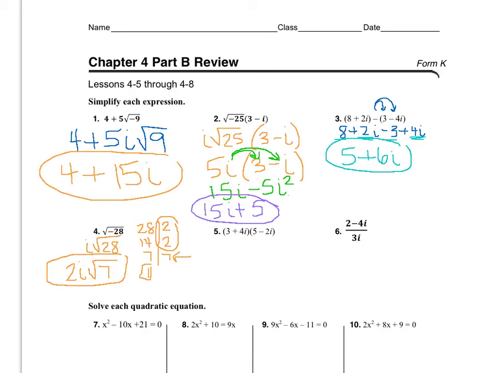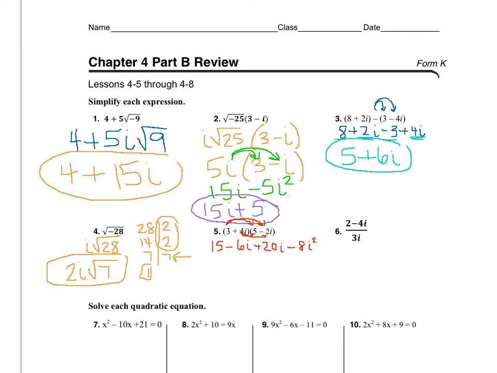Okay, number 5. I see multiplication is happening because there are these two sets of parentheses with no symbol in between them, which implies that I'm multiplying. I'm going to have to use something like what we did when we were factoring, so I'm looking at double distribution. Let's start with our 3 times our 5, which gives us 15. Our 3 times our -2i gives us -6i. Our 4i times our 5 gives us plus 20i. And our 4i times our -2i gives us -8i squared.